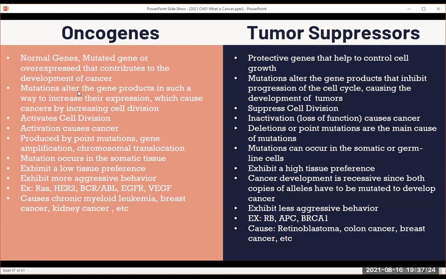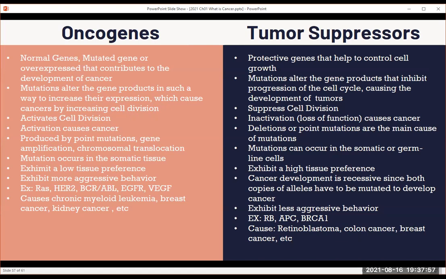Some mutations can alter a gene product that will cause it to increase its expression or cause it to be constantly turned on. Many of them cause an increase in cell division. Once you have this activation of cell division, you have uncontrolled proliferation of a cell. And that's one of the very first steps to developing a tumor: uncontrolled cell growth, right?